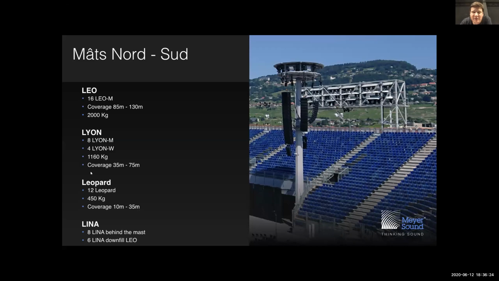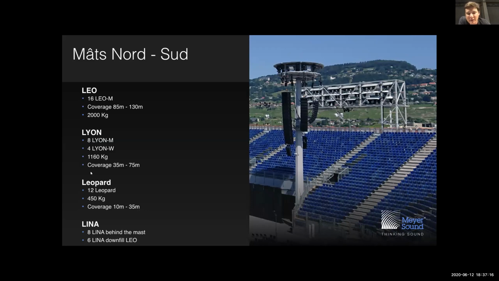The Lion system has 8 Lions M, which is a main behavior, has a narrow horizontal coverage, and 4 Lions W, wide, which has a wider coverage. That's about 1 ton, and the coverage for this array is already 35 to 75 meters. There was a discussion: could we decrease to 3 Lion Ws because of availability? So we had to spend some time to investigate if we could do with 9 Lion M and 3 Lion Ws. And you will see in the predictions, the 4 Lion Ws at the bottom are so close that now they have to cover a super wide angle. So this is why 3 wasn't enough, and we had to keep with 4.